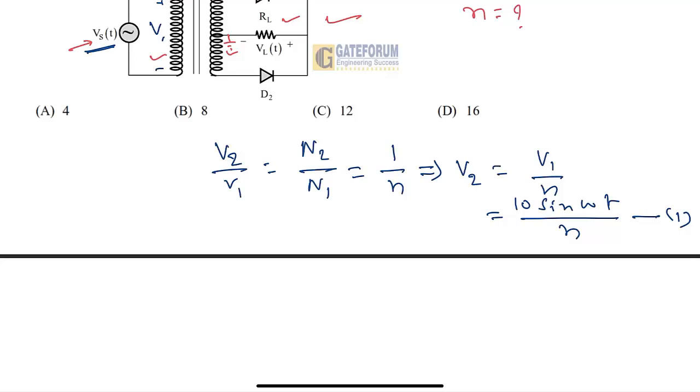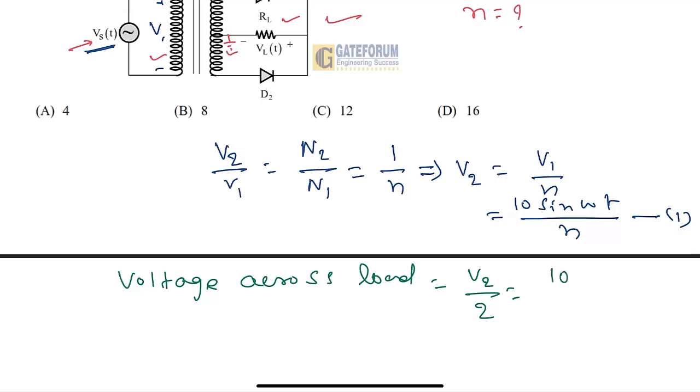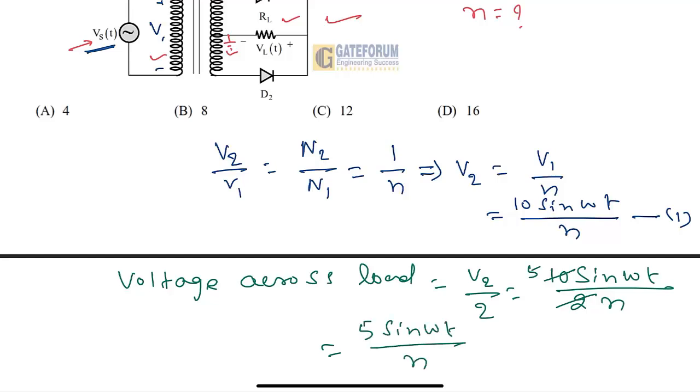As I had explained, it is a center tap transformer. So what will the voltage across the load be? The voltage across the load is equal to V2 by 2. V2 is 10 sine omega t divided by 2n, so this simply becomes 5 sine omega t divided by n. Let's call this equation number 2.